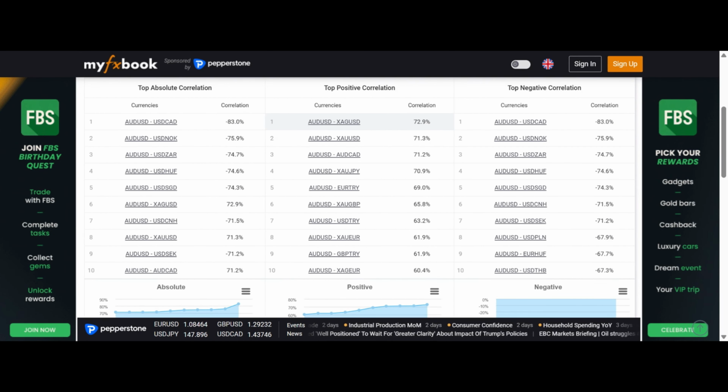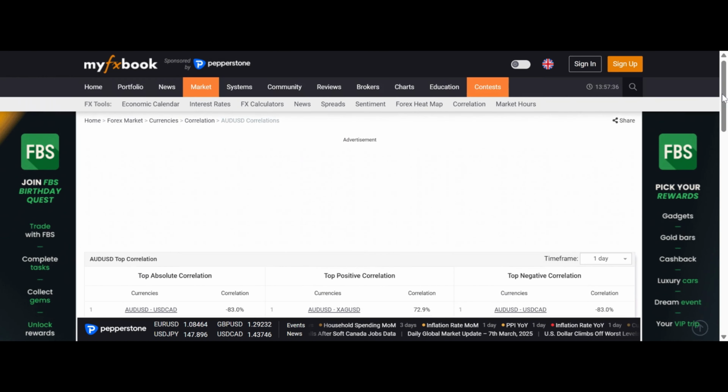So guys, once you click on it, it will show you the correlation. For example, here we have a negative correlation of minus 83%. You can see it, minus 83%. So once we go back to the chart, you will notice the relationship between these two pairs. So let's take note of it. AUD USD and USD CAD, we have a negative correlation. So let's pick a positive correlation, and after that, we go back to the chart.